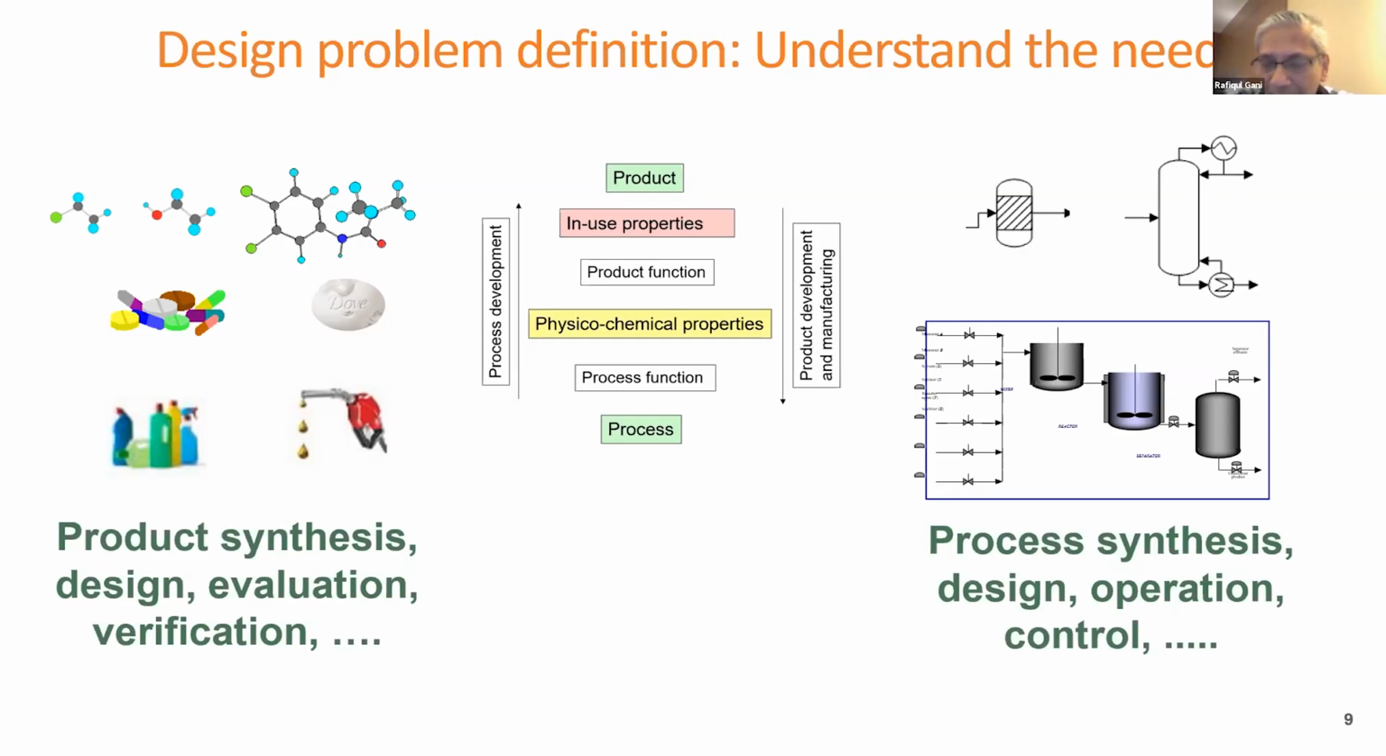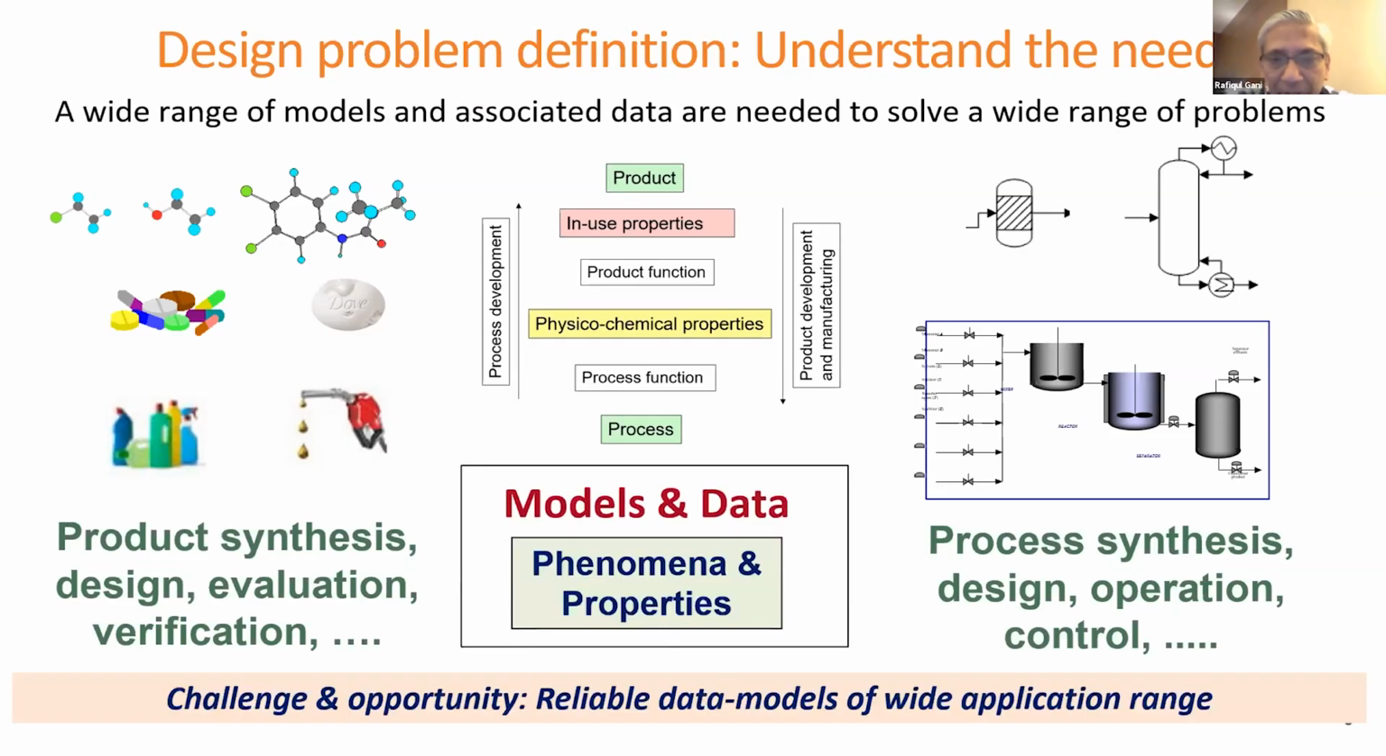So one important element of any chemicals-based product design as well as development is data of the properties, but data is not available for all the properties and all the chemicals, so we need models. A challenge and opportunity here is reliable data models of wide application range, whatever means one can use, and of course there are lots of means to do that.